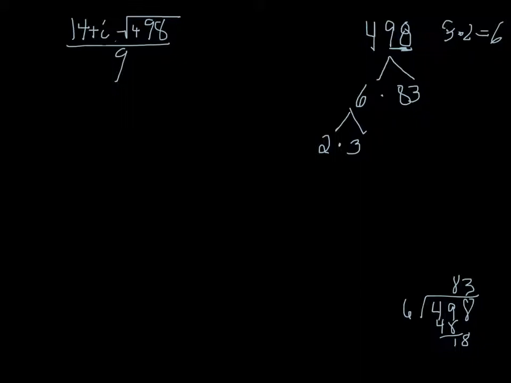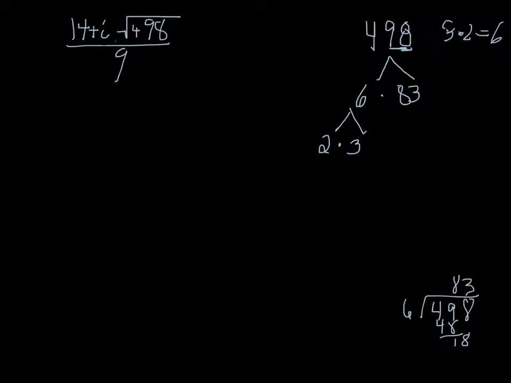So 83 is not even, so I know it's not divisible by 2. Therefore, since it's not divisible by 2, it's not divisible by any of the other even numbers from 1 to 10. It doesn't end in 0, so it's not divisible by 10. It doesn't end in 5, so it's not divisible by 5. The digits do not add up to 3 or 9, so it's not divisible by 3, and it's not divisible by 9.